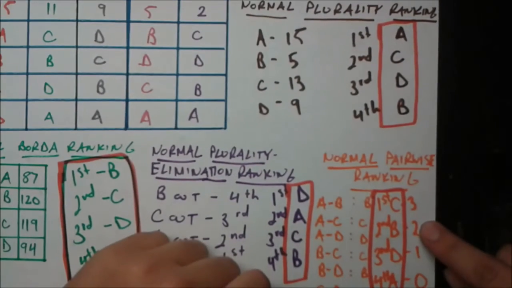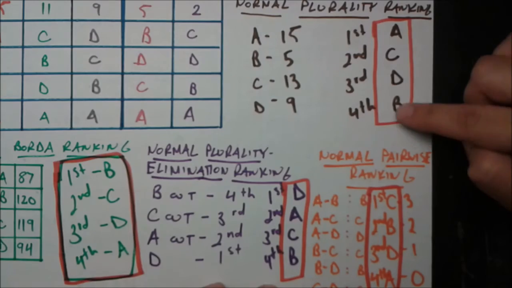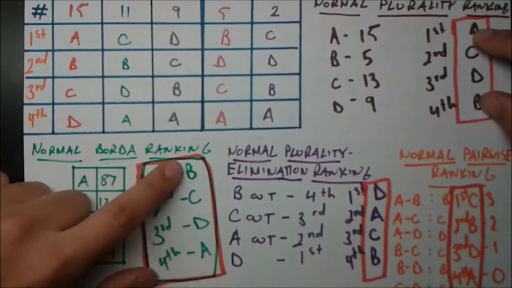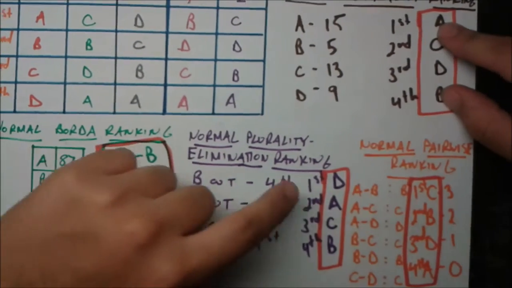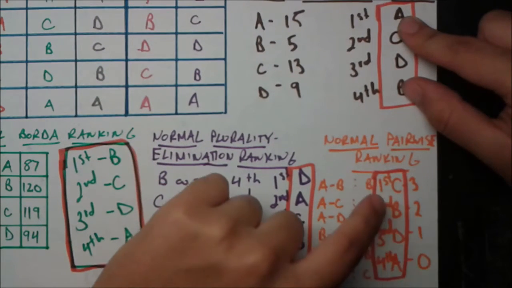So just important things to note. In all the red boxes are all the rankings. Here we have A, C, D, B, so A is first here. Here we have B, C, D, A, so B is first here. Here we have D, A, C, B, so D is first here. And here we have C, B, D, A, so C is first here.